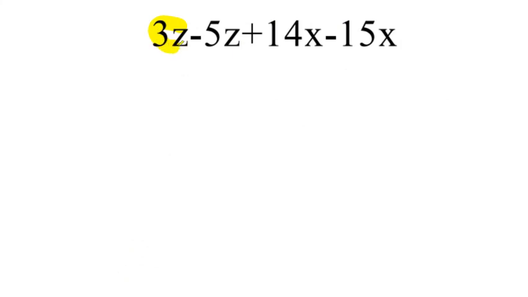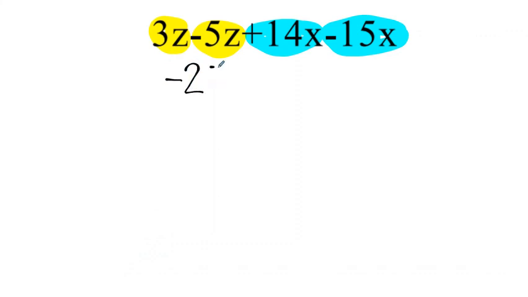We're going to do the same procedure. I have here z's. And I have some x's. I don't really have to copy this again because they are close together. So if I have 3z minus 5z, that would be negative 2z. And then I have 14 minus 15, which is negative 1x.